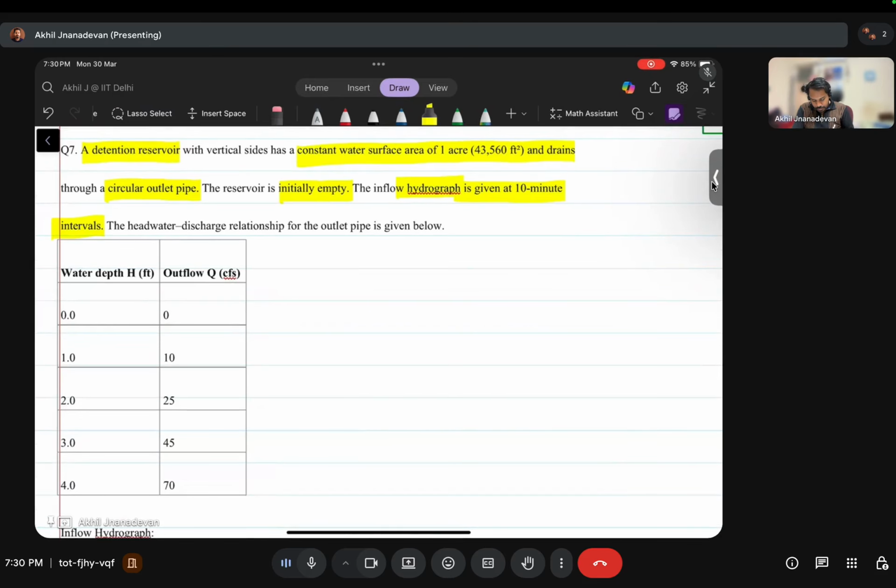The head-discharge relationship is also given below. So how the head and discharge relate: as the head increases, discharge is increasing, right? So that is also given.